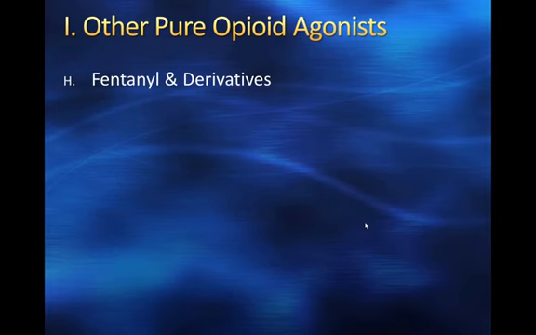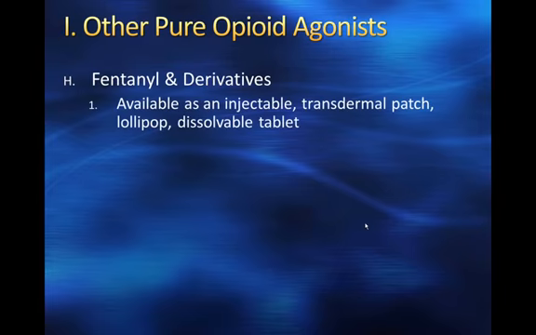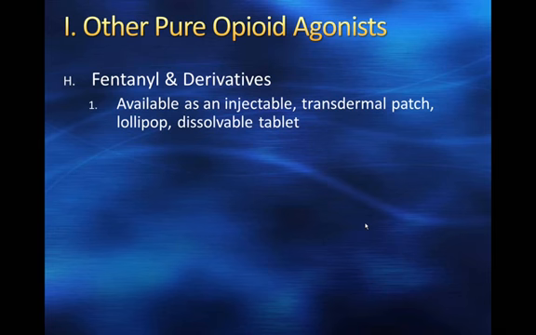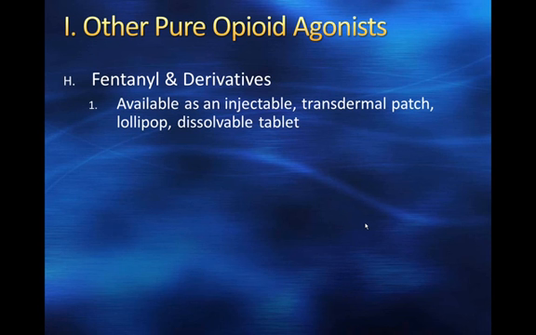Our final pure opioid agonist is fentanyl and its derivatives. Fentanyl is an incredibly powerful narcotic. It's available as an injectable, transdermal patch, lollipop, or dissolvable tablet. It's water soluble, it's not lipid soluble, so it's usually given in one of these ways. The lollipops are for kids for preoperative pain. Transdermal patches are for chronic pain use.